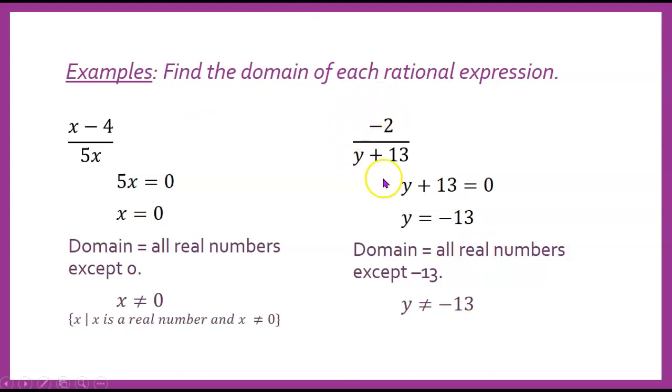Because if we want this expression to work, if we want it to actually give us a number when we plug in a number, the number we can plug in has to be not equal to negative 13. So what we put in here for y can be anything other than negative 13. It can be 0, it can be 1, it can be 900, it can be negative 12. It just cannot be negative 13 because then we would get a division by 0 error.